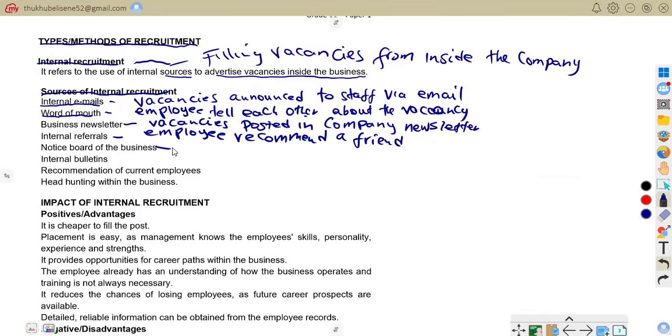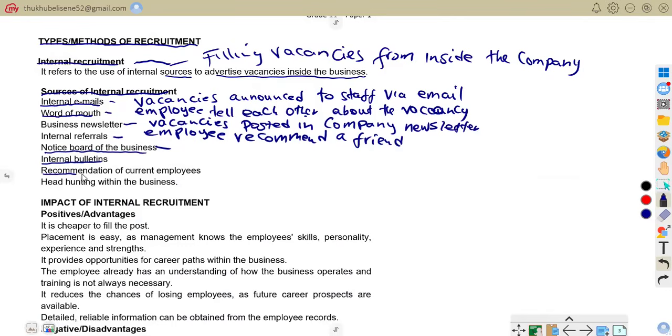Also, we are talking about the notice board of the business. This is whereby the vacancies are displayed on the staff notice board. Also, we have internal bulletins. These are official circulars within the company.